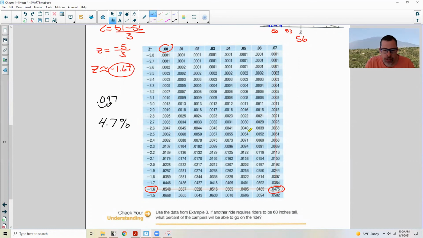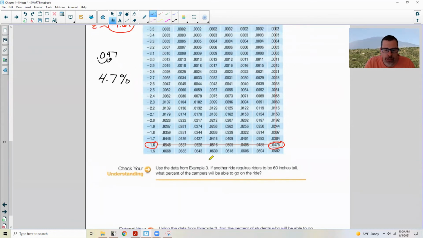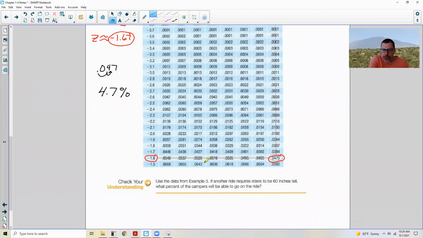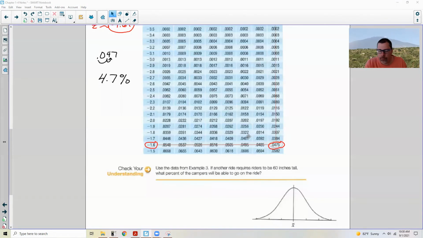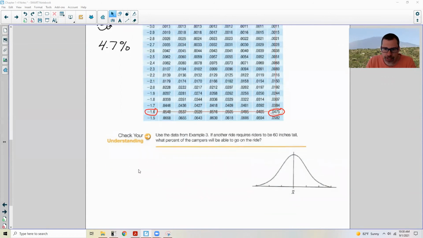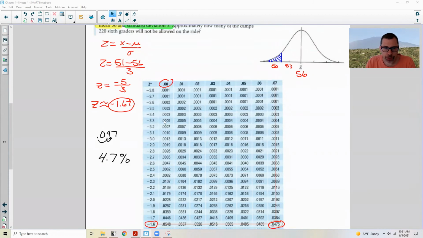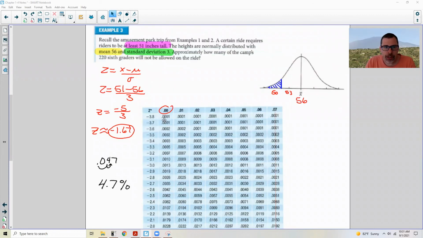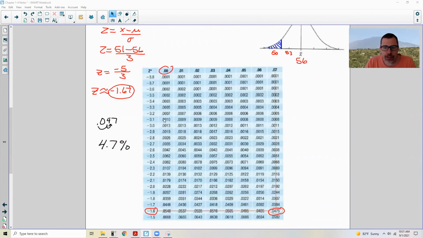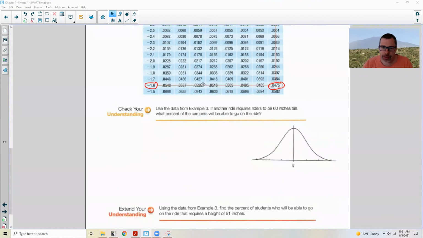Okie dokie. So now there's a check your understanding. Use the data from example 3. If another ride requires riders to be 60 inches tall, what percent will be able to ride that ride? Okay, so it says to use your data from example 3. If another ride requires riders to be 60 inches tall, what percent of the campers will be able to go on the ride? So if we're using the data from up here, the mean's still 56, the standard deviation is still 3, and let me write that.